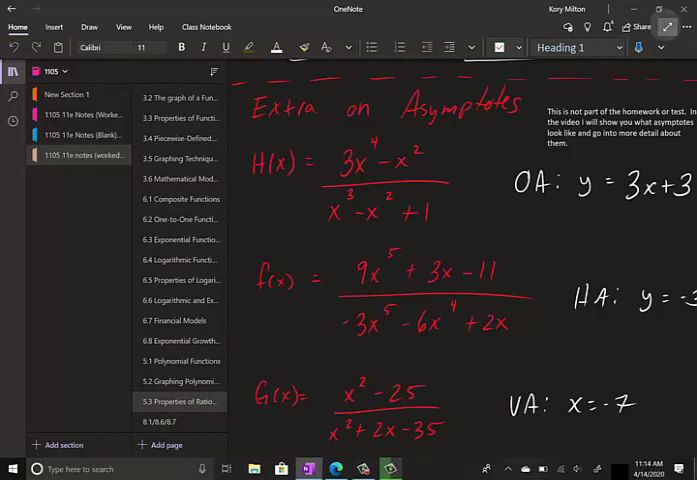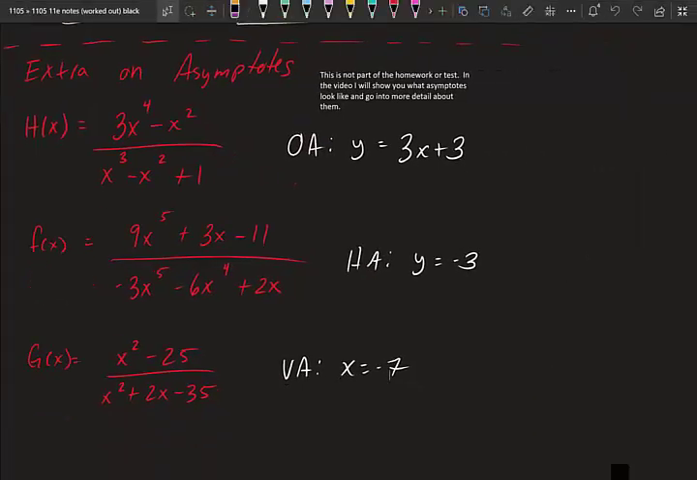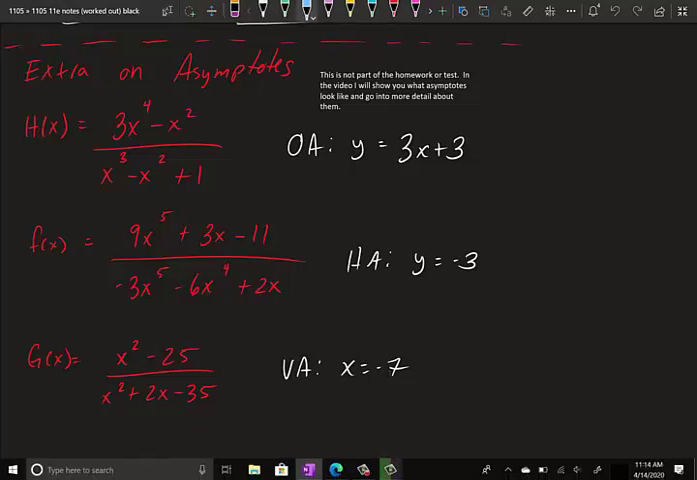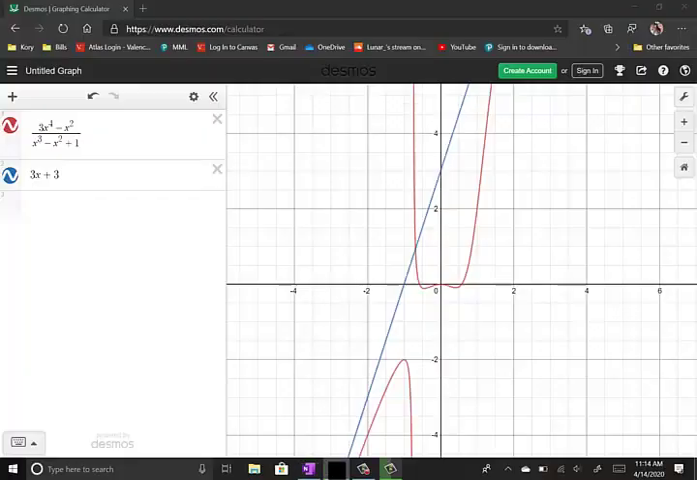Alright, so these are asymptotes we found throughout this section. And I'm going to show you what asymptotes look like using Desmos. So I typed the first one in, and remember the first one we found out that it's an oblique asymptote of 3x plus 3. So I actually have that typed in, and I'm going to show you what it looks like. So this is what we're talking about.